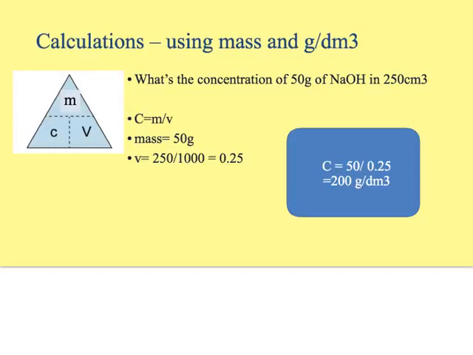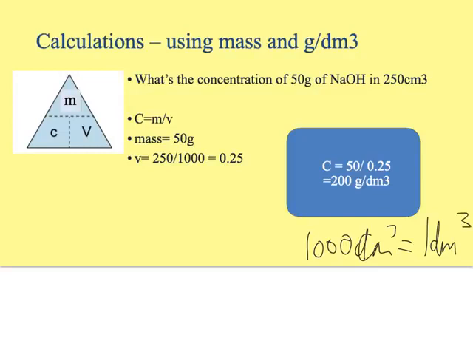Okay, so I've got a formula triangle. In this case, I've got C equals M over V, C equals mass over volume, rather than C equals n over V, which is number of moles over volume. In this case, what's the concentration of 50 grams of NaOH in 250 centimetres cubed? Right, so grams, we're happy with that, but we are not happy with 250 centimetres cubed. So we have to use what we just learnt, that 1,000 centimetres cubed equals 1 decimetre cubed.